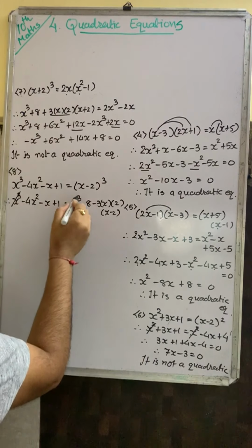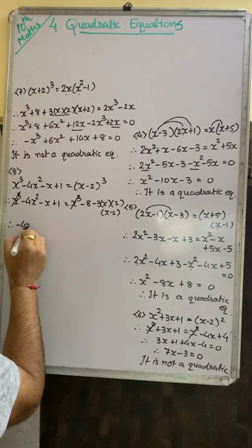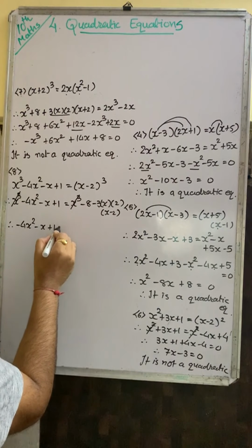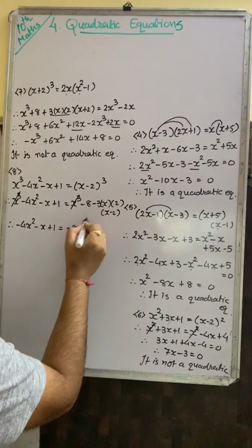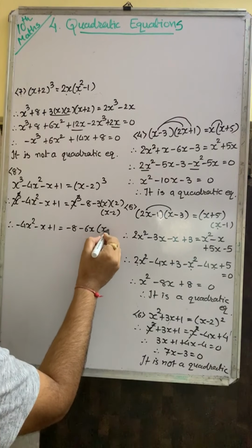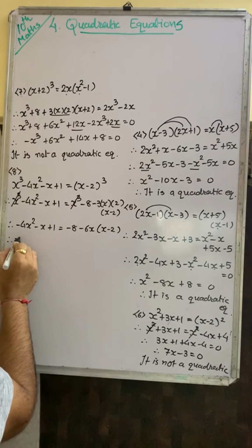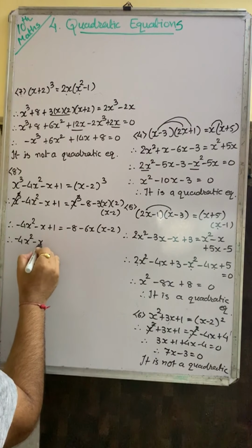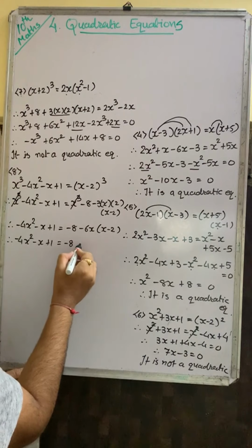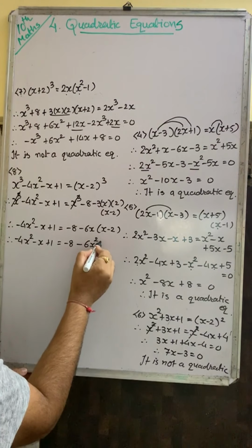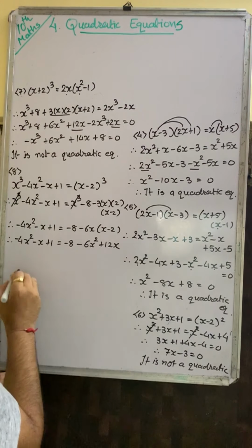See, both the sides same term cancel. Minus 4x square minus x plus 1 equals to minus 8. 3 2s are minus 6x into x minus 2. Minus 4x square minus x plus 1 equal to minus 8, minus 6x square plus 12x.